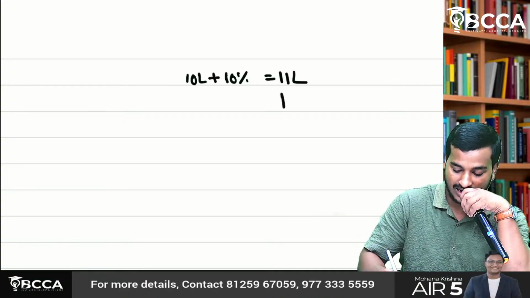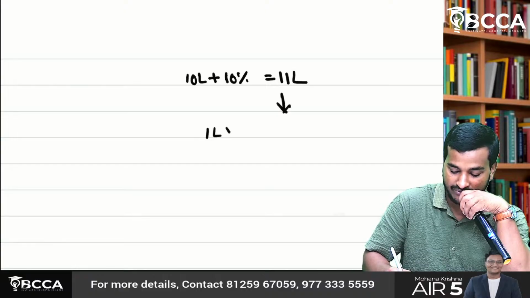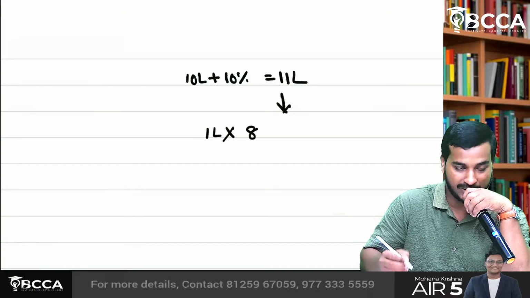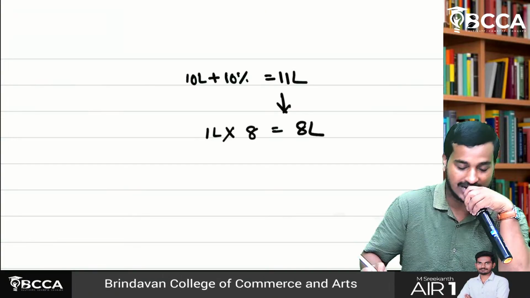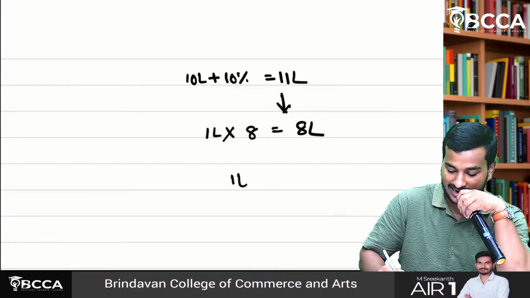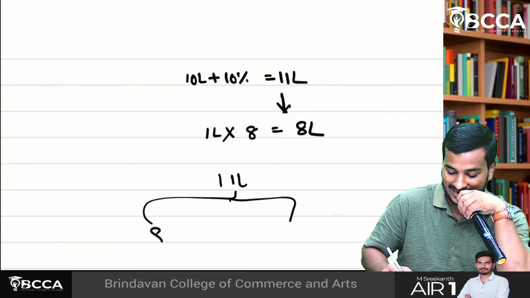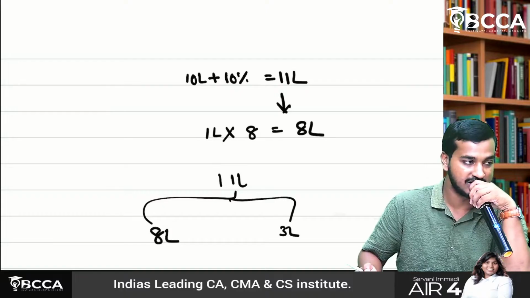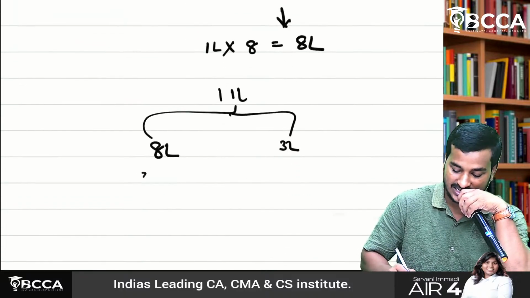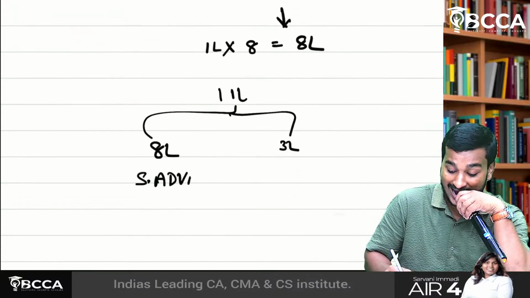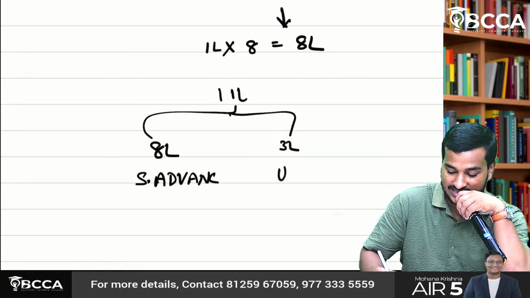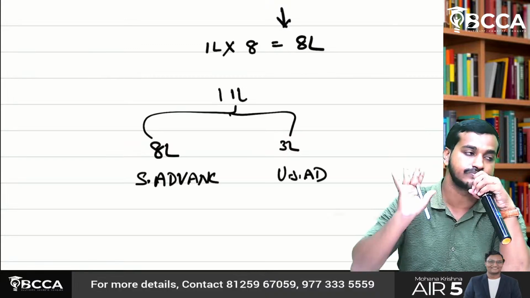Out of 11 lakh, what is the security? 1 lakh shares into the right-now price of 8 rupees is 8 lakh rupees. Out of 11 lakh, we can receive only 8 lakh. 3 lakh is unrecoverable. So this 8 lakh is called secured advances, and this 3 lakh is called unsecured. That's it.